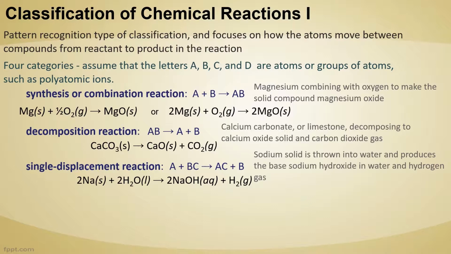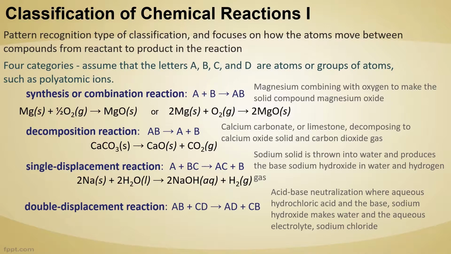The fourth and last type of reaction we'll discuss using this classification scheme is the double displacement reaction. The generic equation here is AB plus CD yields AD plus CB. One of the classic examples of this reaction is an acid-base neutralization where aqueous hydrochloric acid and the base, sodium hydroxide, make water and the aqueous electrolyte, sodium chloride. The balanced reaction is shown. The HCl and sodium hydroxide chemicals trade partners to produce water and the aqueous sodium chloride salt solution.